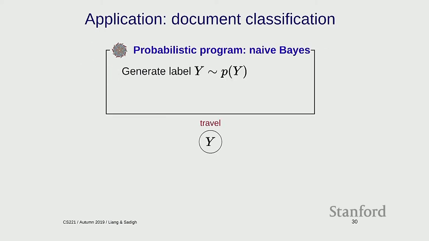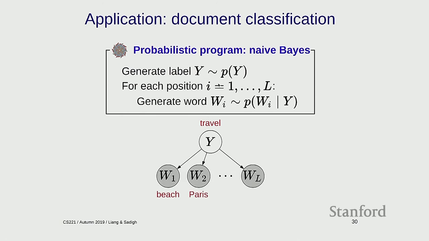Here's another example. This is usually used for classification. It's called naive Bayes. Some of you might have heard of it. And the program looks like this. You first generate a label, Y. Let's suppose you generate travel. And now, for every word in your document, you're going to generate a word given that label. So if you generate travel, you might generate words like beach and Paris. So now that, again, specifies a distribution over all the variables. What are you typically interested in? If you're interested in classification, you're given the words, and now you want to go back and figure out what the class is. So given a text document, what is the label?